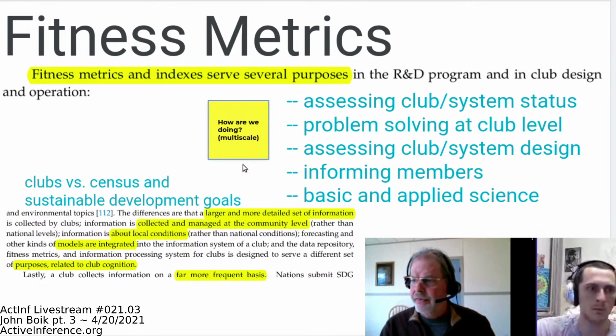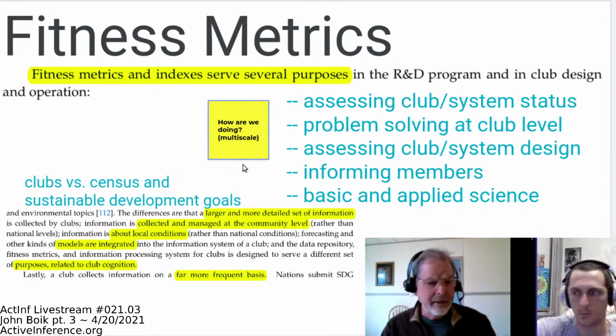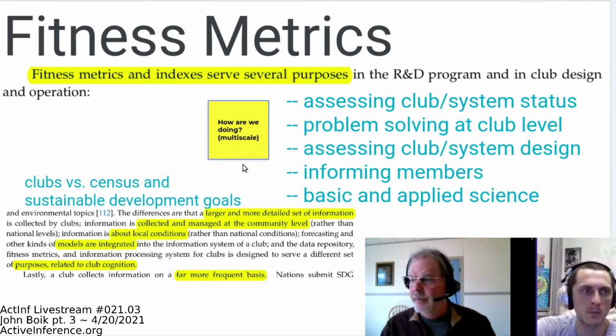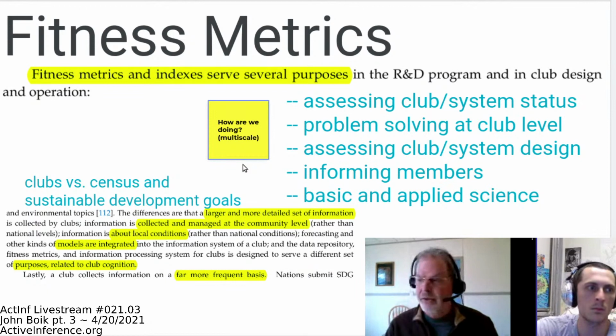Metrics are also useful for assessing club and system design. Again, clubs are built for purpose and are supposed to function successfully for purpose and achieve the aims that they were designed to achieve. And all of that, to assess club fitness and to assess how a club design is doing, requires information.